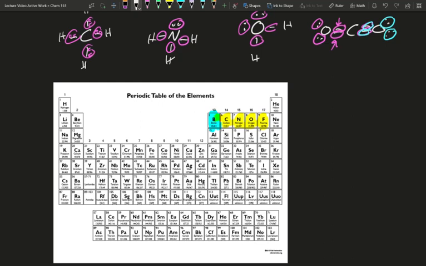Boron, because it only has 3 valence electrons, when you pair it with things like chlorine or fluorine or hydrogen, it makes 3 bonds and then it's done. It has an empty orbital. Boron is just an odd element.